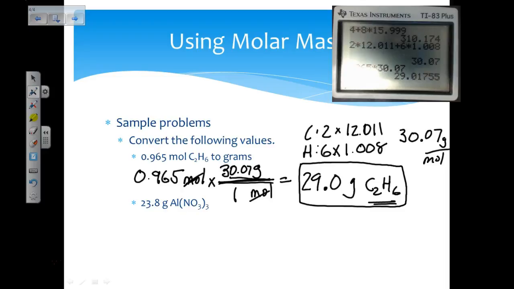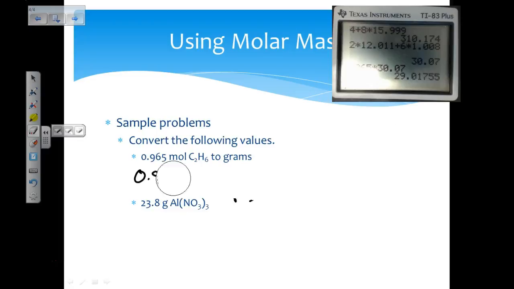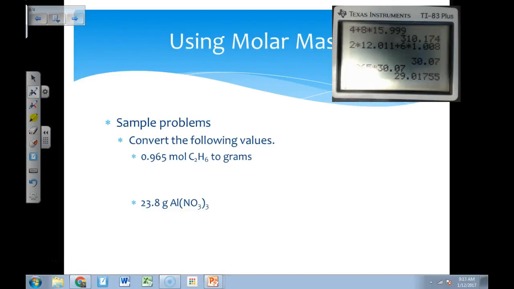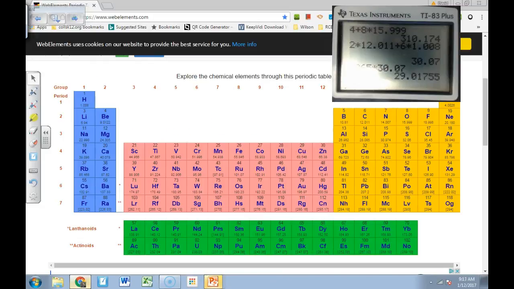Now for aluminum nitrate, let's find the molar mass. Aluminum, let's see, I'll do it up here. Let me erase this here. So aluminum, we don't know, but there's one of those times whatever its molar mass is. Nitrogen, there's 3 of these nitrates, so that means there's 3 nitrogens. And oxygens, there's 9 times 15.999.